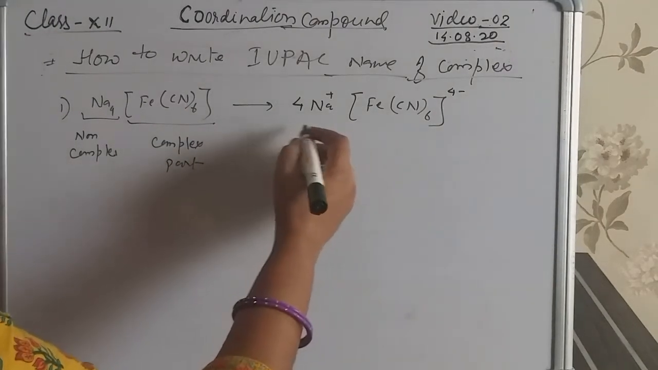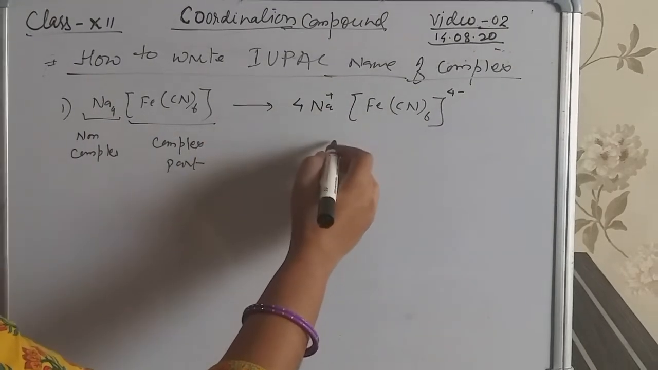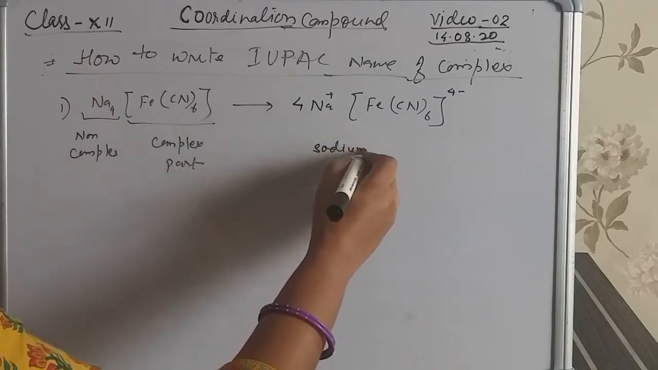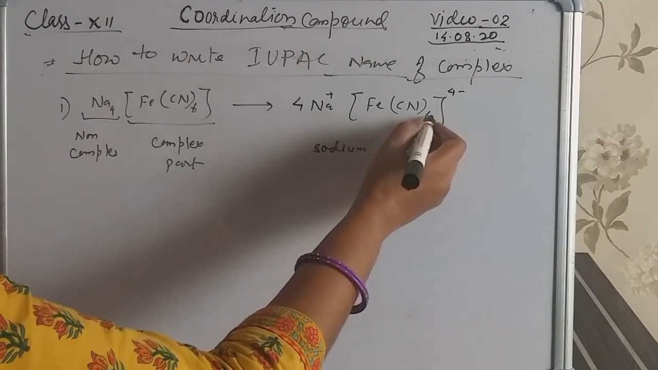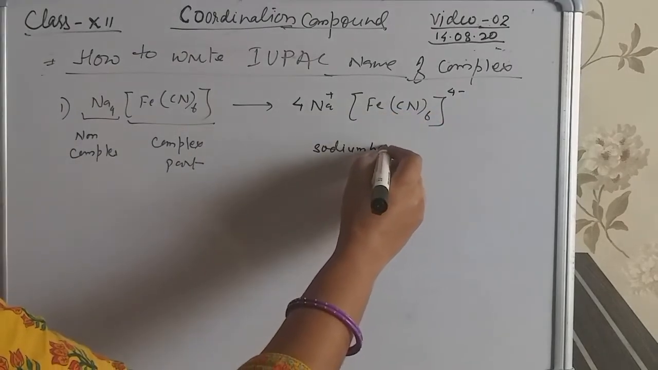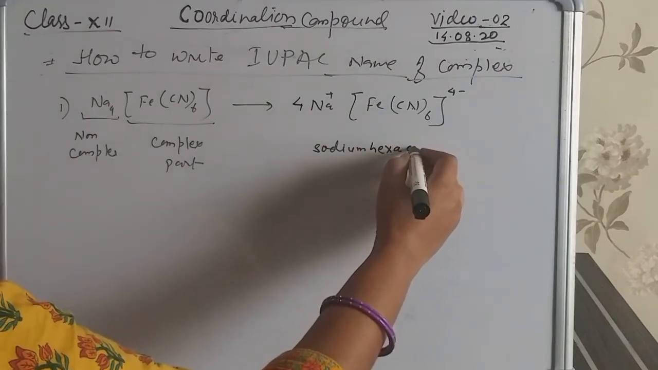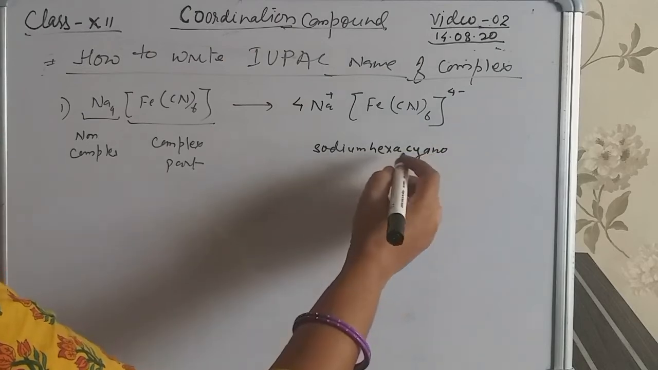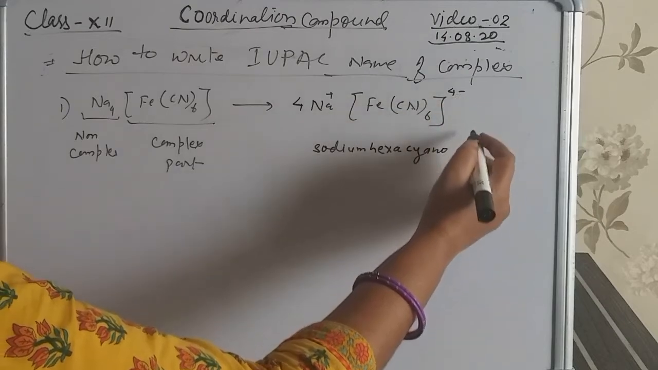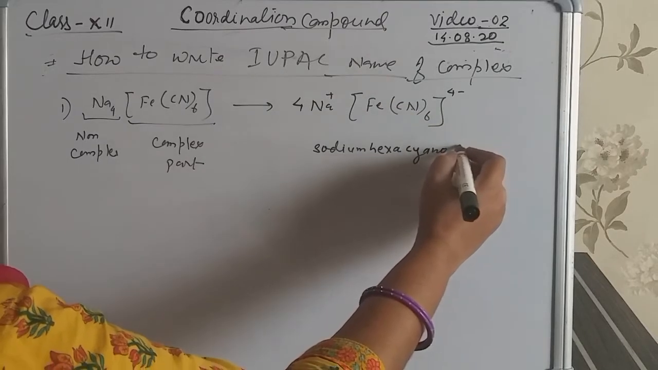The process to write the compound like this: at first we write the name of the metal present outside the coordination sphere, so at first the name sodium. Then after that we write the number of particular ligands. This is 6, so it is called hexa. Then the name of the ligand, cyano. The coordination sphere is the anionic part, so it will end with -ate. So the name of the central metal atom is ferrate.